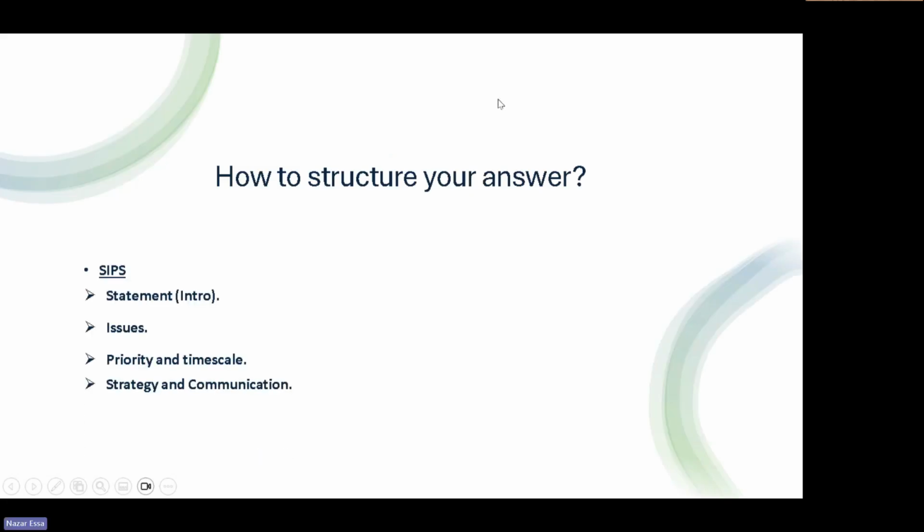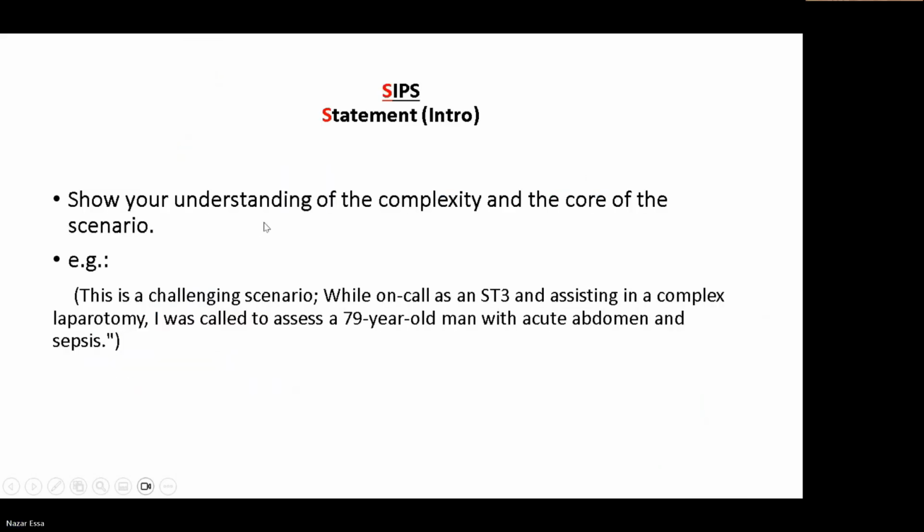Now let me introduce to you SIPs, which I feel is more appropriate to cover all these 4 domains. So S for statement, make an introduction, I for issues, then priority and time scale, and strategy and communication. What I mean by statement is intro. You make it to show the examiners that you have full situational awareness and you understand the complexity and what the core of the scenario is about. Is it polytrauma and acute abdomen with sepsis? And it will be in a nutshell. You will show the examiner what the challenges there are. So this is a brief example of what I mean by statement.